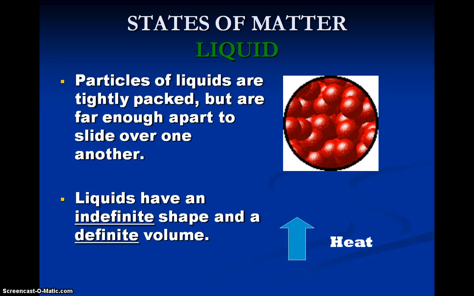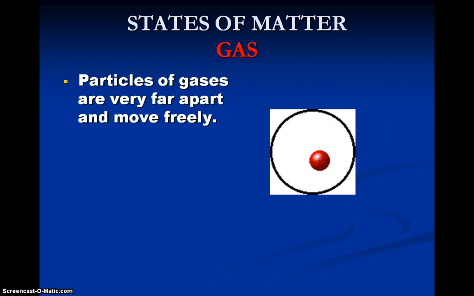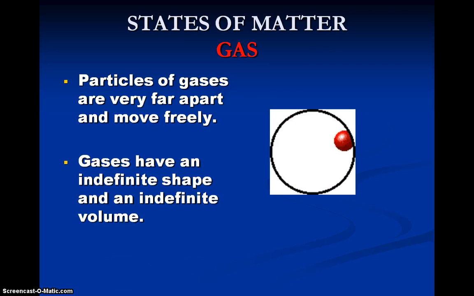Then if we increase the heat more, add more heat, the matter can become a gas. And so particles of a gas are very far spread apart. They're moving freely and bouncing off one another. And this is what makes gases have an indefinite shape and an indefinite volume. So their volume can change, they're compressible, or they can expand, and they will also fit the shape of whatever container they are in. Okay, so those are the 4 states of matter.